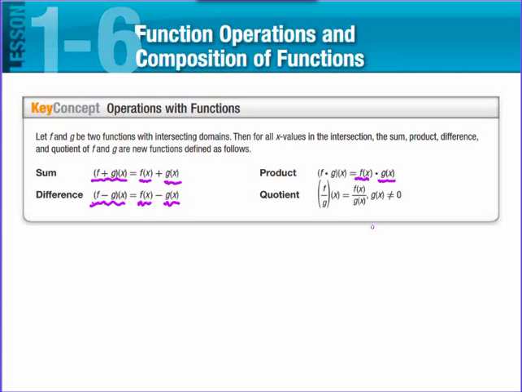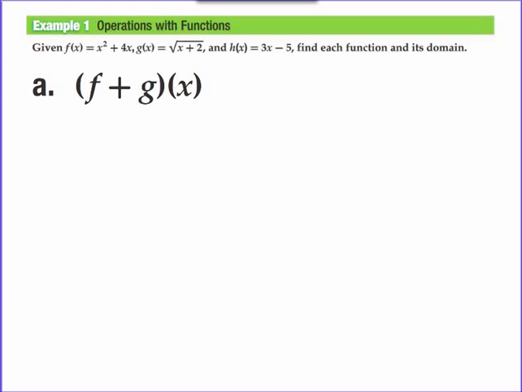And so what we're going to go ahead and do is look at a few examples. If you look at this example 1, it says given f of x equals x squared plus 4x, g of x equals the square root of x plus 2, and h of x equals 3x minus 5. We're going to find each function and its domain. So what I'm going to go ahead and do is look at the f of x function.